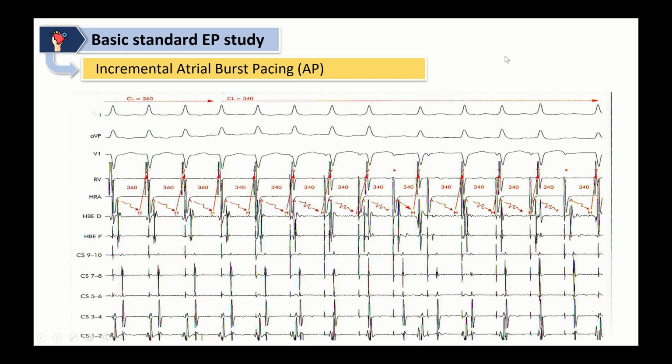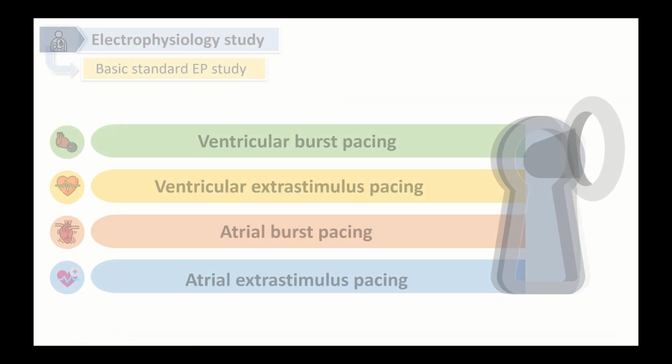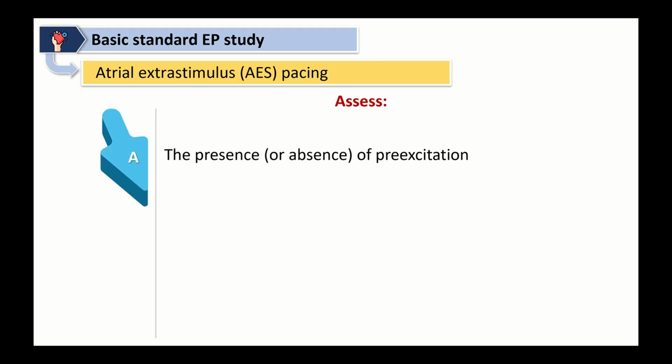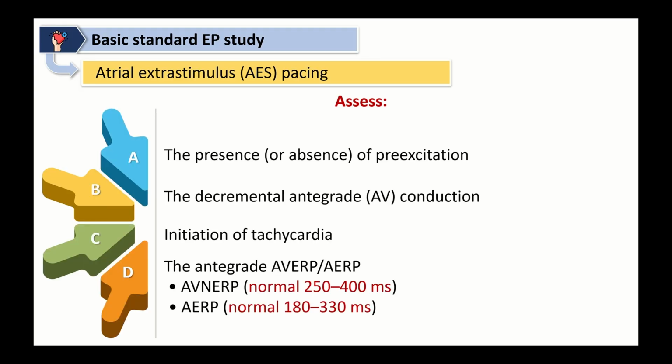So we reached the Wenckebach cycle length. Let's go to the final step: atrial extrastimulus pacing, the golden rule. When we use atrial extrastimulus pacing, we should know we can differentiate between nodal and extranodal conduction. How? Number 1, assess presence or absence of a pre-excited QRS complex. Number 2, decremental AV nodal conduction in case of the AV node.